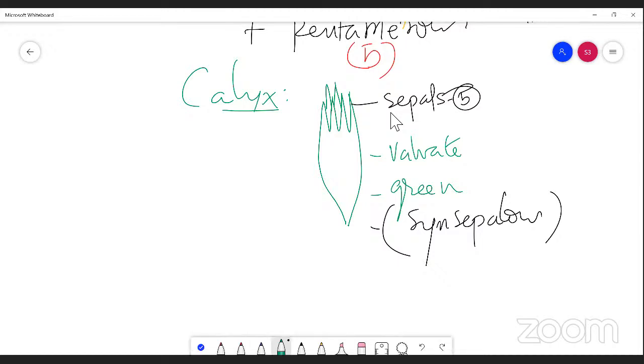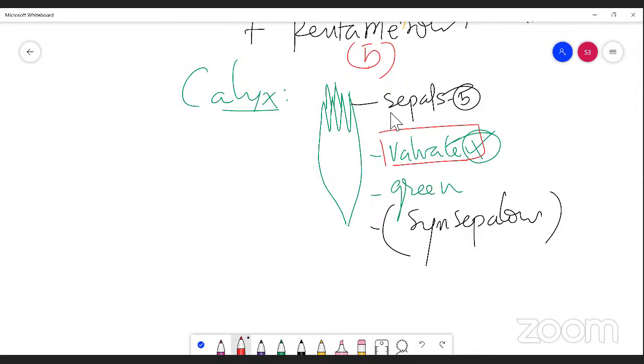What is aestivation? It is the arrangement of sepals in the bud condition of a flower. Dear student, could you follow me? Aestivation is the mode of arrangement of sepals or petals in the bud condition of a flower. There are several types: valvate, imbricate, twisted, quincuncial, and many more. But here, the type of aestivation is valvate.